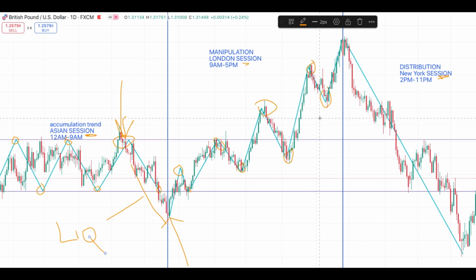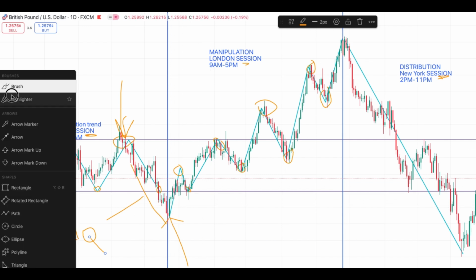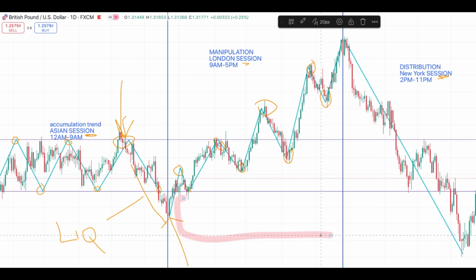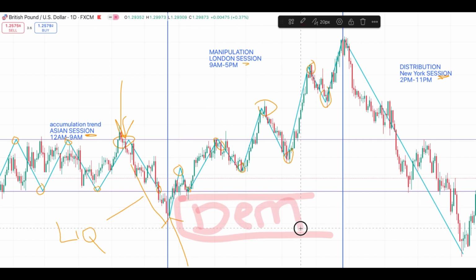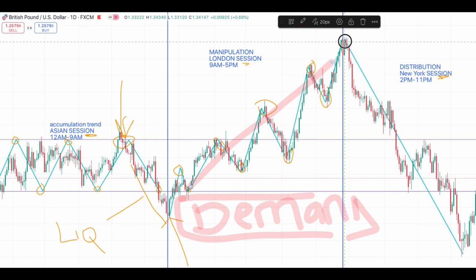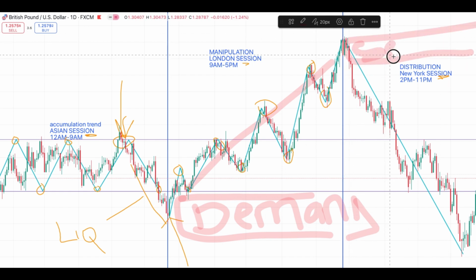You need to understand what supply and demand is. Let's say you are currently at the trend here. So this is your demand zone. The demand zone is where you buy from to the upside. The supply zone is where you sell from to the downside. You need to know the demand zone.